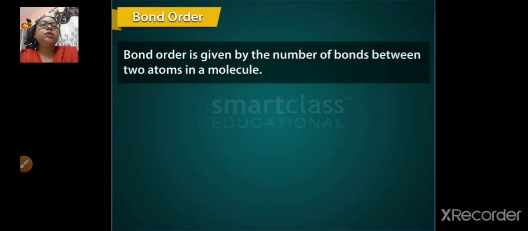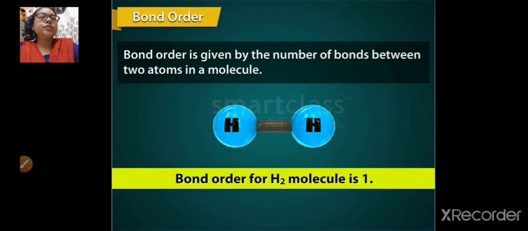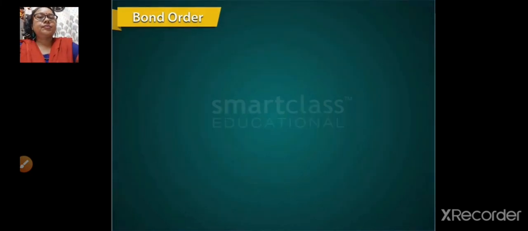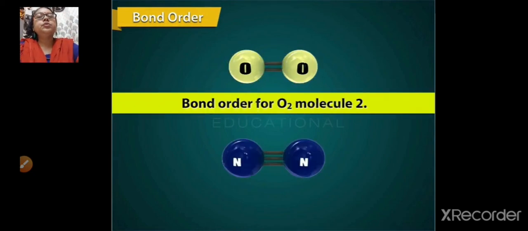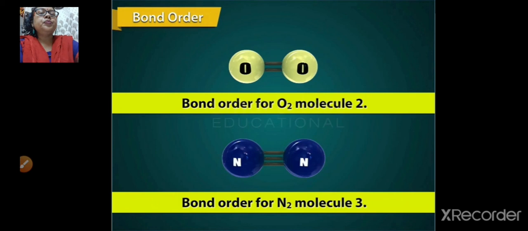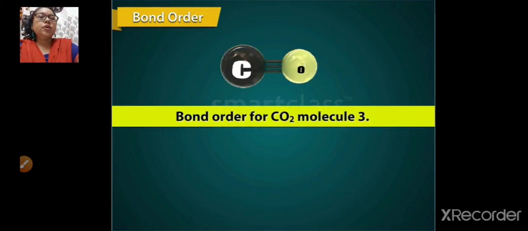Now let's start with bond order. Bond order is given by the number of bonds between two atoms in a molecule. If the number of bonds is 1, as in the hydrogen molecule, the bond order is 1. If there are 2 bonds, as in the oxygen molecule, the bond order is 2. Similarly, for the nitrogen molecule there are 3 bonds between them, so the bond order is 3. In carbon monoxide there are also 3 bonds between them, so the bond order is 3.